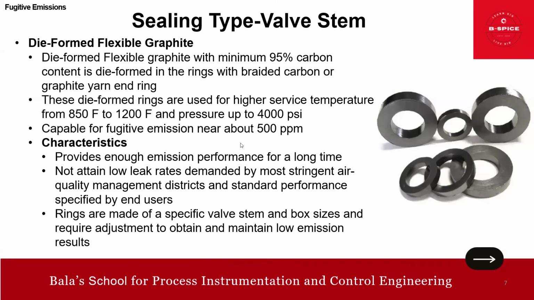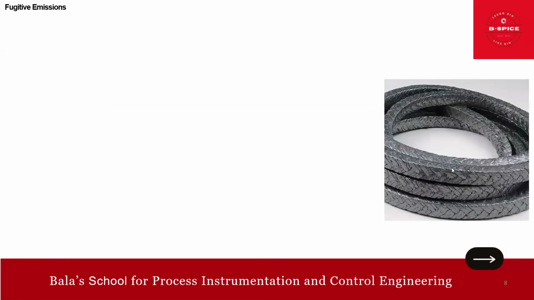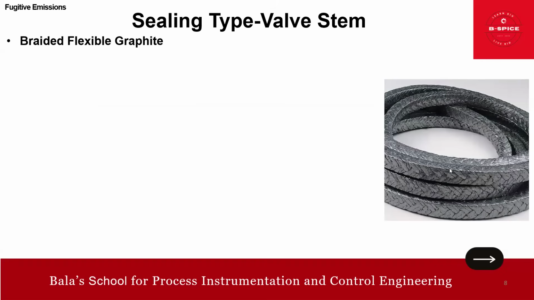Even for maintaining this, you need to adjust these rings, because these rings are made of a specific valve stem and box sizes. You require adjustment. That is the point. Now we go into the braided flexible graphite.